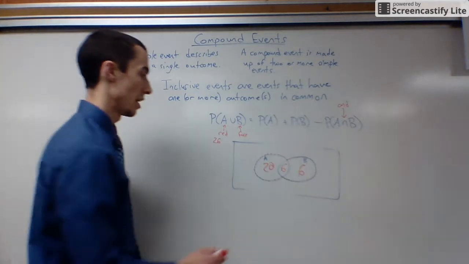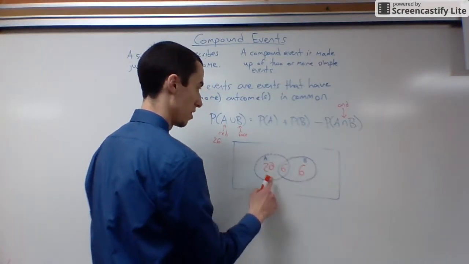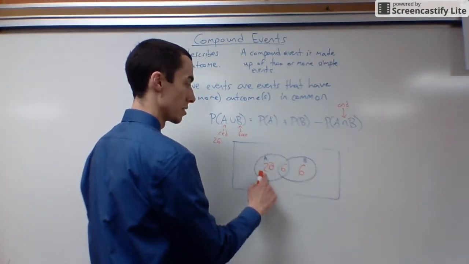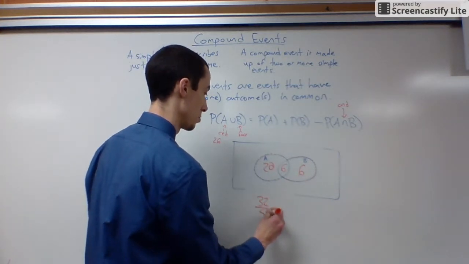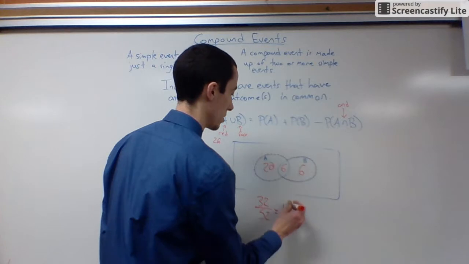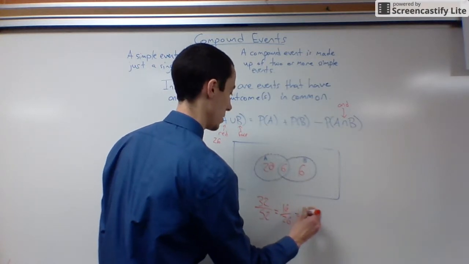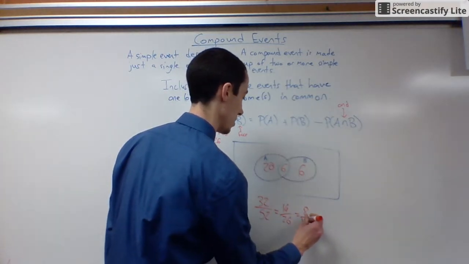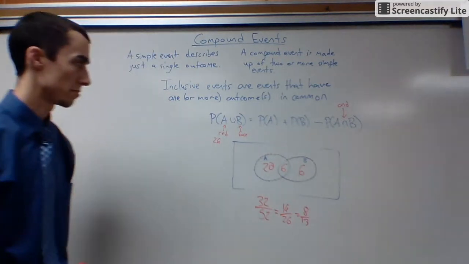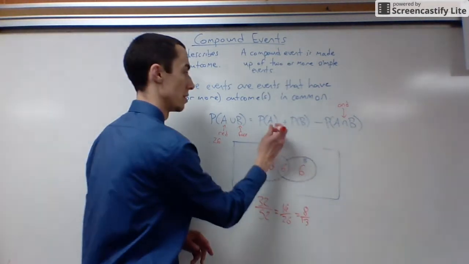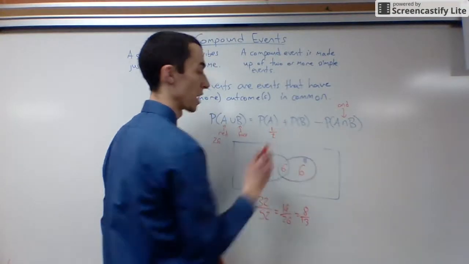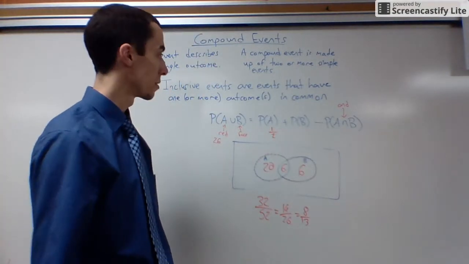And so the probability of being either red or face would be to add those 3 together, 32 out of 52, or 8/13.